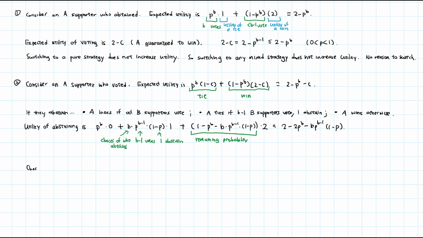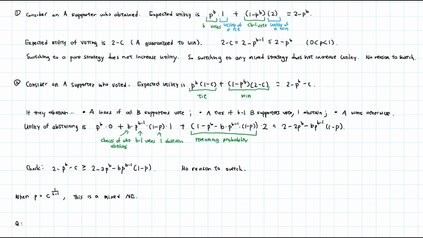And you can use arithmetic to check that the expected utility for voting is at least the expected utility for abstaining. So there is no reason to switch here either. So now we can conclude that when P is equal to C to the 1 over B minus 1, this is a mixed Nash equilibrium.